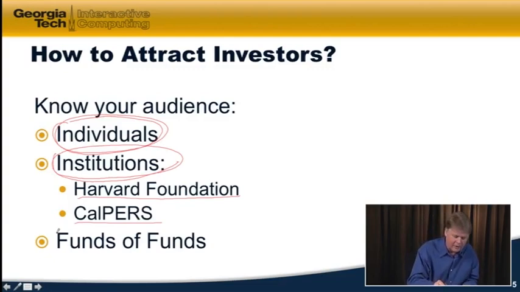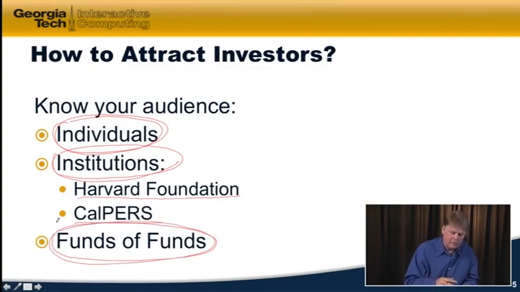One final source of investing is funds of funds, and these are hedge funds themselves, but they collect investment from individual investors, also institutions, but then they look at multiple individual hedge funds and figure out how to allocate to each hedge fund individually. Okay, those are the potential investors. Now let's look at some other aspects.